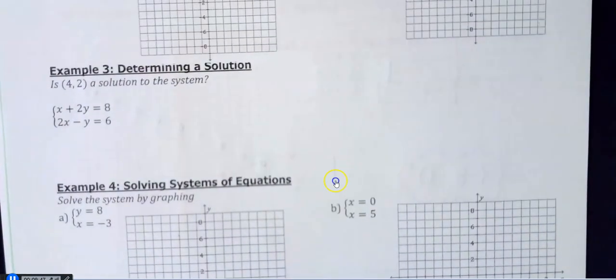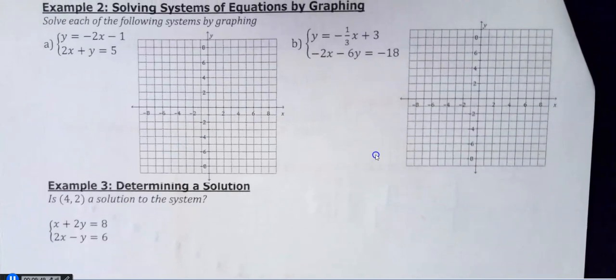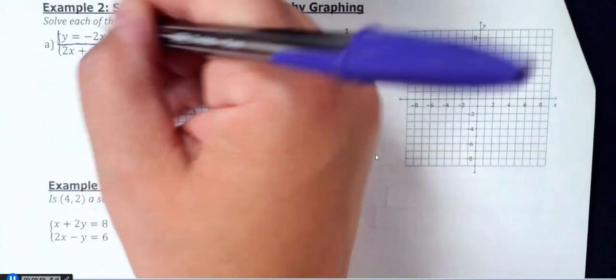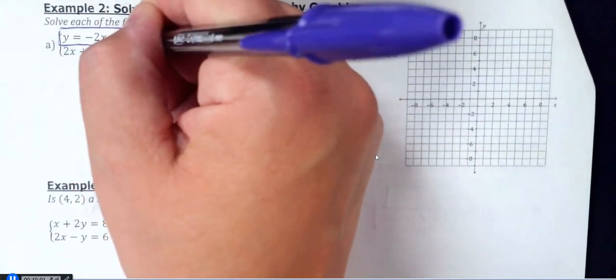Okay, now I'm going to give you a couple here at the top. So these guys are not both in slope-intercept form like they were on the front. One of the equations is and one of the equations is not. So let me just graph the very first equation in this system, and then we'll talk about maybe what we want to do to tackle the second one.